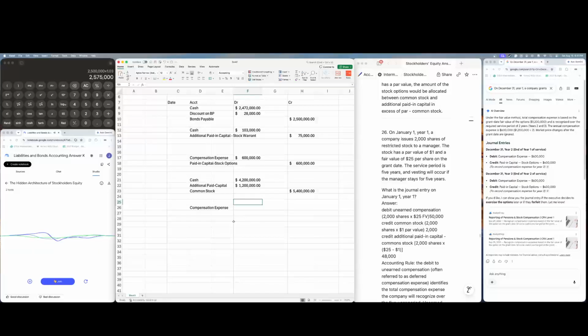Now we have a total of $5.4 million on the debit side. To balance it, we credit common stock for that total, $5.4 million.